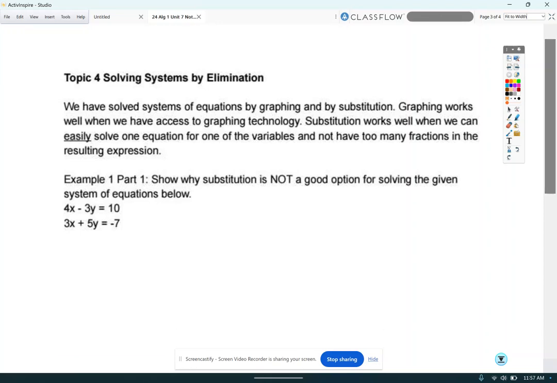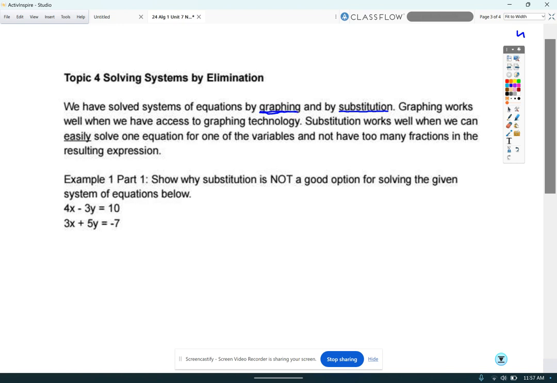Today's notes are on topic 4, solving systems by elimination. So we've solved systems of equations by graphing, and that's where we graph and we find the intersections. We've solved by substitution. Graphing works well when we have access to graphing technology. We can also graph by hand, but sometimes that gets a little tedious.